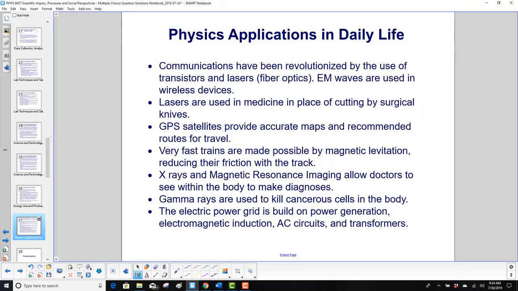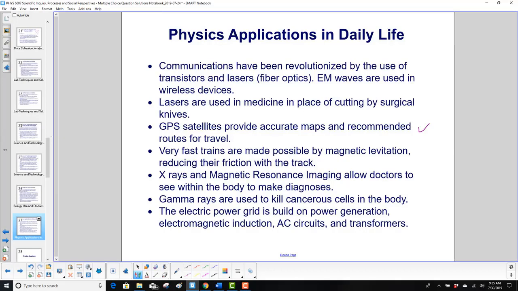Where do we see physics in daily life, or at least things that have been created by physics principles and then engineering? Communications, talked about that earlier. They've been revolutionized by the use of transistors and then lasers. Lasers are the backbone of your fiber optic signals. Electromagnetic waves are used in wireless devices, your cell phone. Lasers are used in medicine in place of cutting by surgical knives. GPS satellites provide accurate maps and recommended routes for travel.